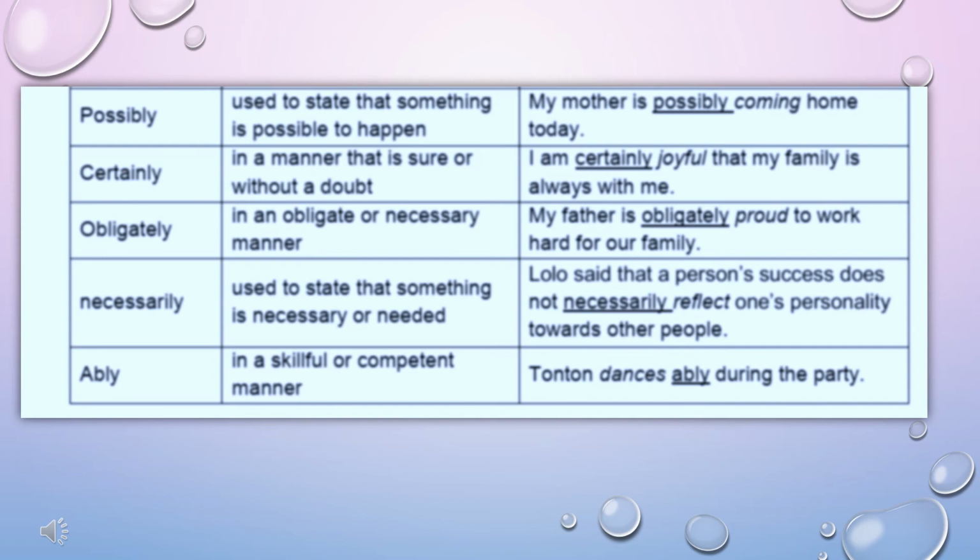Thank you. And the last modal adverb in this table, ably, in a skillful or competent manner. Tonton dances ably during the party. And we have more examples on the next table.